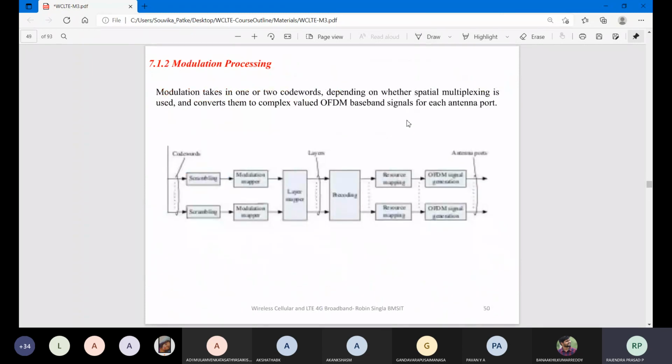So the next part will be your modulation process. Again, remember this is a block diagram. You are receiving the code words. Once you receive code words, what steps is it going to follow? This part we will cover in tomorrow's session.